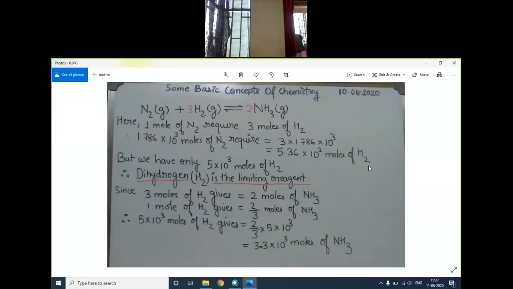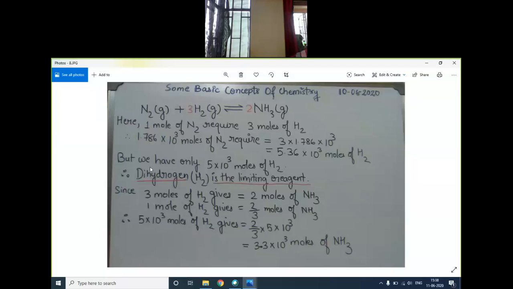That much we are not having. So this hydrogen will become the limiting reagent because it is present in lesser amount. Whatever amount is required here, it is not present. It is only 5 into 10 to the power 3 moles. So whatever is required, it is not there. That's why dihydrogen H2 will become the limiting reagent.